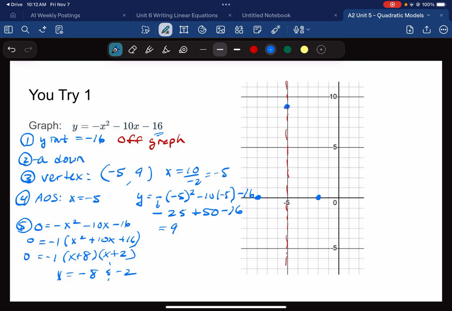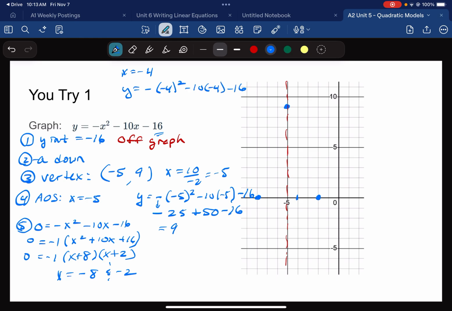And so I just need 2 more points. What I can do is pick an x value, but I'm going to pick one that's very close to the axis of symmetry. So I'm going to pick the value of negative 4 and just plug that back into the equation. So I'm going to choose x equal negative 4. And then y equals negative of negative 4 squared minus 10 times negative 4 minus 16.